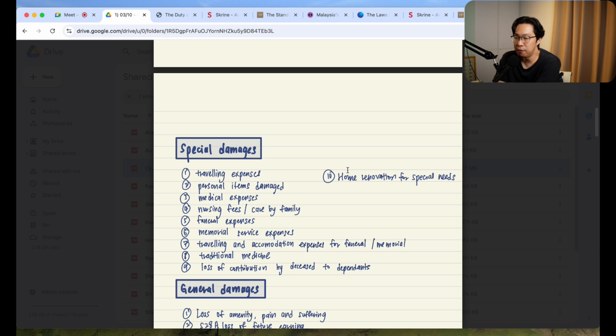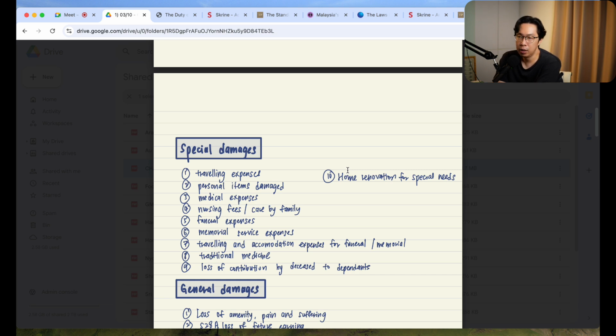Okay, nursing fee. Funeral expenses, let's say someone dies. The amount of money to do the funeral is 10,000. Can you claim from the tort visa? Memorial service expenses, you do a memorial, okay? That's the whole event costs 20,000. Traveling and accommodation expenses for funeral memorial.